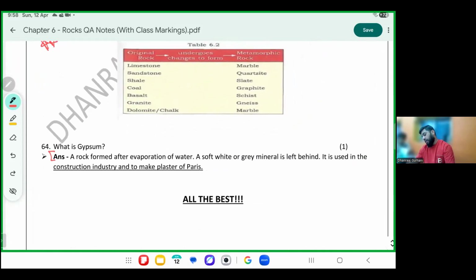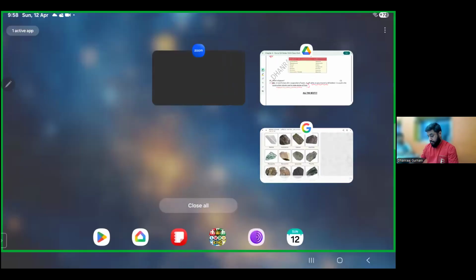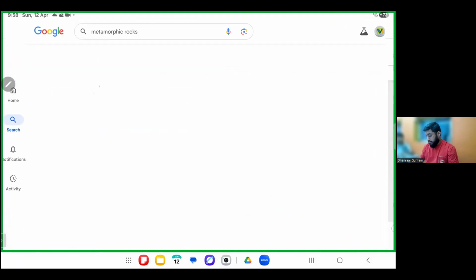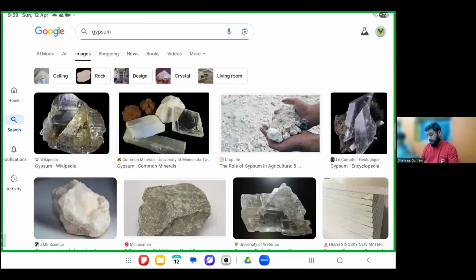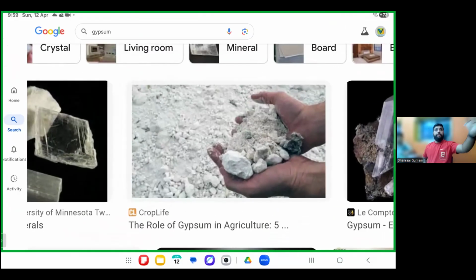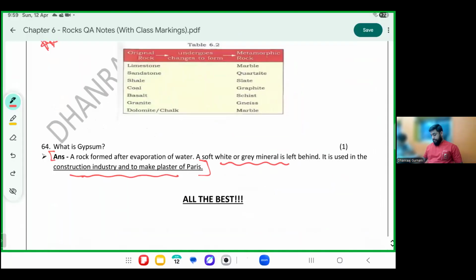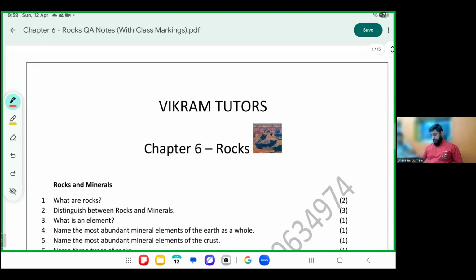Gypsum is a rock formed after evaporation of water. A soft white-gray material which is left behind, which is used in the construction industry to make plaster of Paris, is called gypsum. This is your photo of gypsum. This is your gypsum material which is used in POP, plaster of Paris. This completes your chapter number 6.